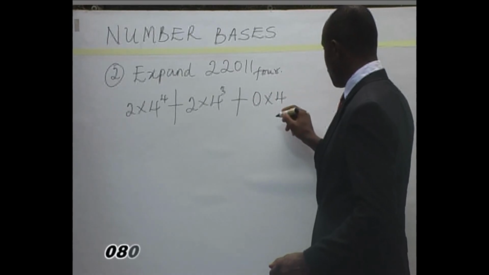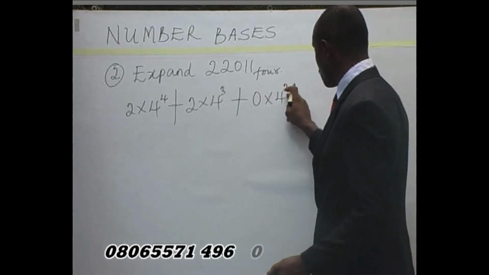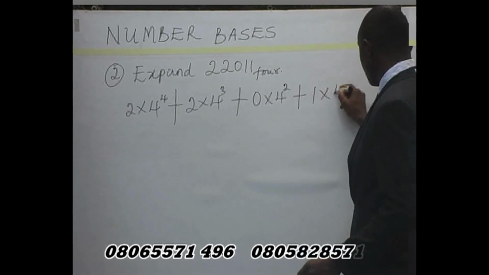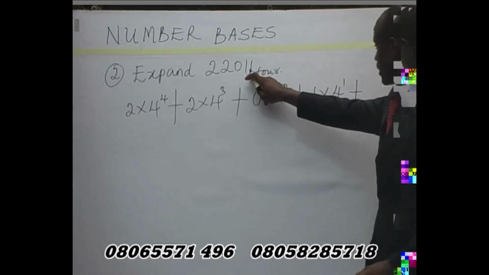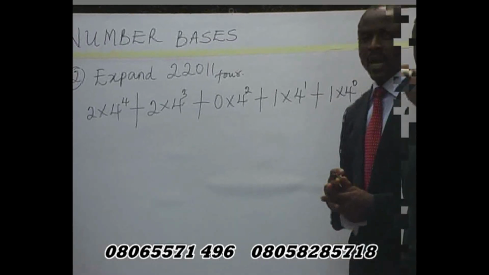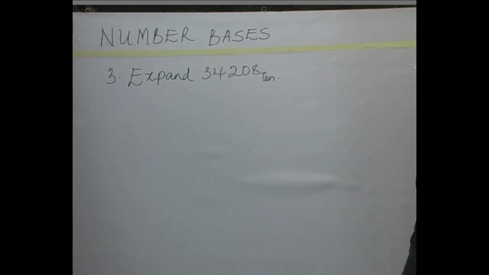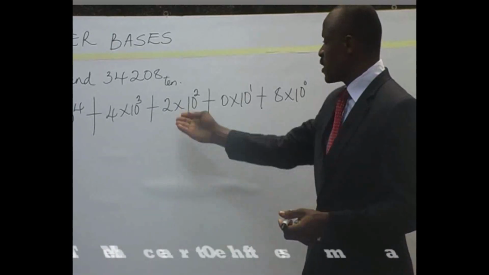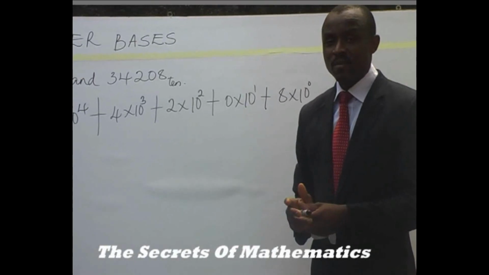times the same 4, which is the base, exponent, counting down 3, 2. Plus the next, 1 times 4 exponent 1, plus the next, which is the last 1, times 4 exponent 0. As raised to power. So this is the expansion. And with this, I know you have understood how to expand numbers in different bases.